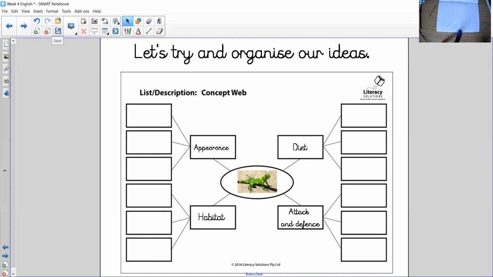So it's a bit like a mind map. You've used mind maps before, where we've got something in the middle and we bring all our ideas out. But the only difference with this one, this concept web, is that concept is another word for idea. So in our concept web we're going to put the thing in the middle. It's going to be the yellow spotted lizard in the middle.